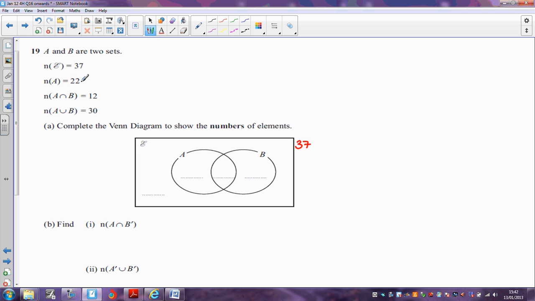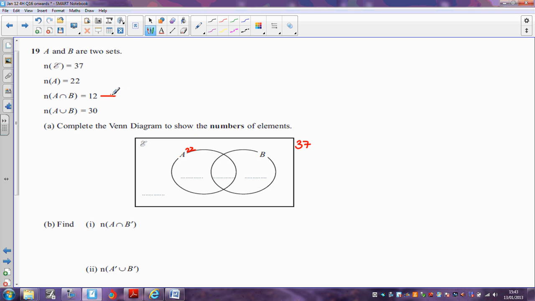The number of elements in set A is 22. I still can't do that because there are 22 altogether, but I don't know how those 22 are distributed between the two areas. Some of them might be only in A, some of them might be in the intersection of A and B. So I can't really put that on yet. I might just write 22 here just to remind me.